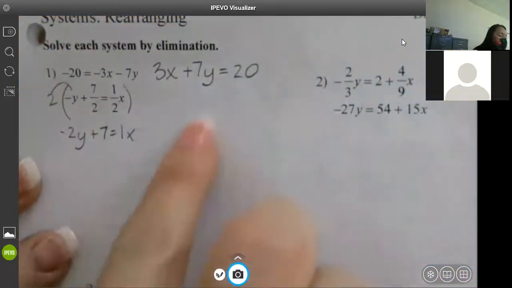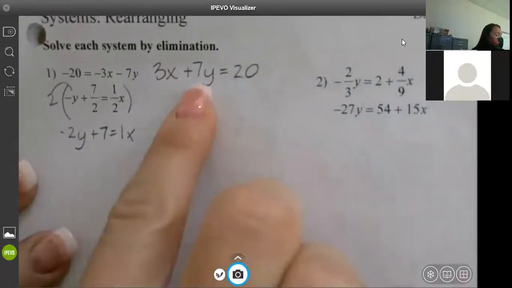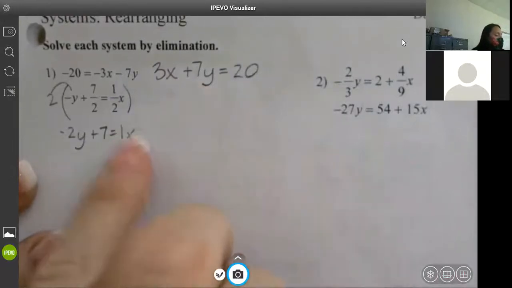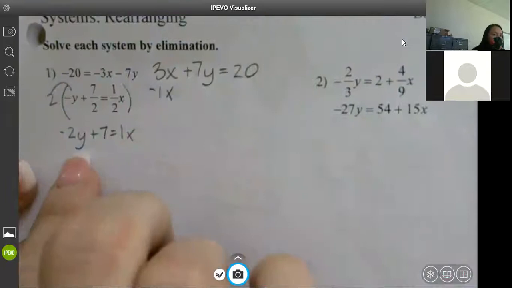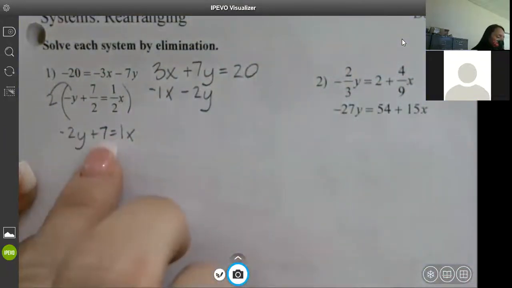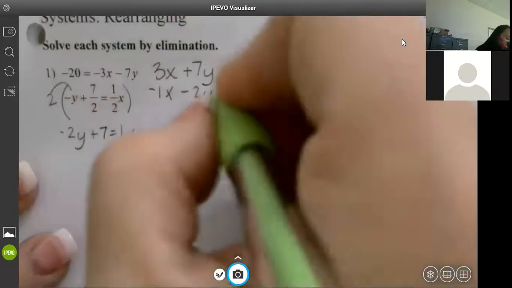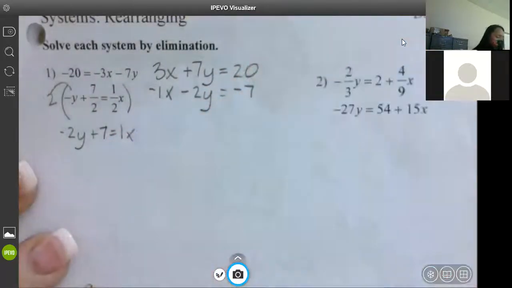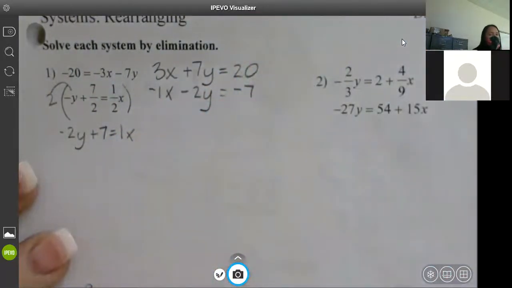I want to make this in the same order as this one. So is the x on the correct side? No, so I need to move it over. Is the y on the correct side? Yes or no? Yes, so I just write it down. It's on the correct side of the equal mark. Is the 7 on the correct side? No, so I need to move it to the other side and make it negative. I don't have anything that looks the same, so how do I get it to look the same?